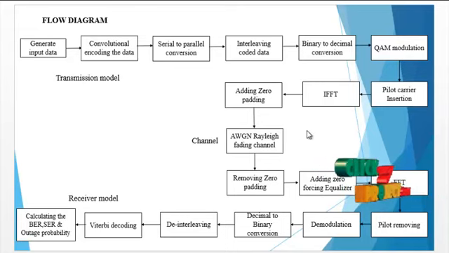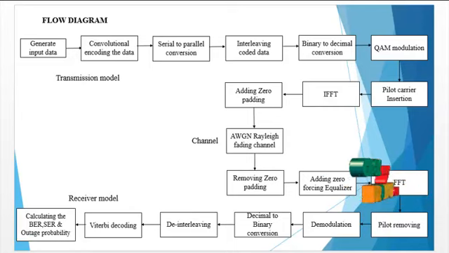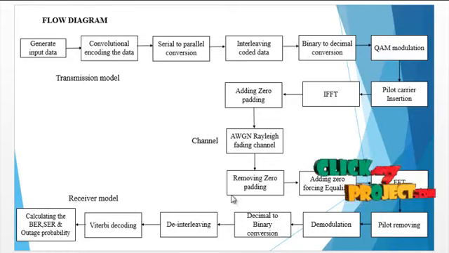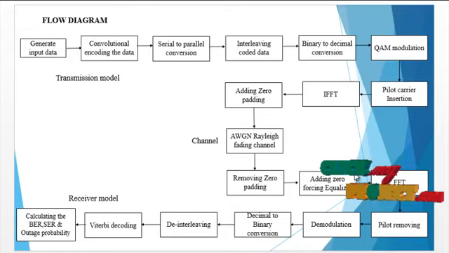Next we discuss the channel of the product. So the AWGN Rayleigh fading channel is used in the product. In the receiver side, the reverse ZP-OFDM transmitter processes are performed. Additionally, the zero forcing equalizer is used for reducing the complexity. A demodulation scheme is implemented using a QAM demodulator and Viterbi decoding for the demodulated signal. Finally, calculating the SER, BER and the outage probability of the system.